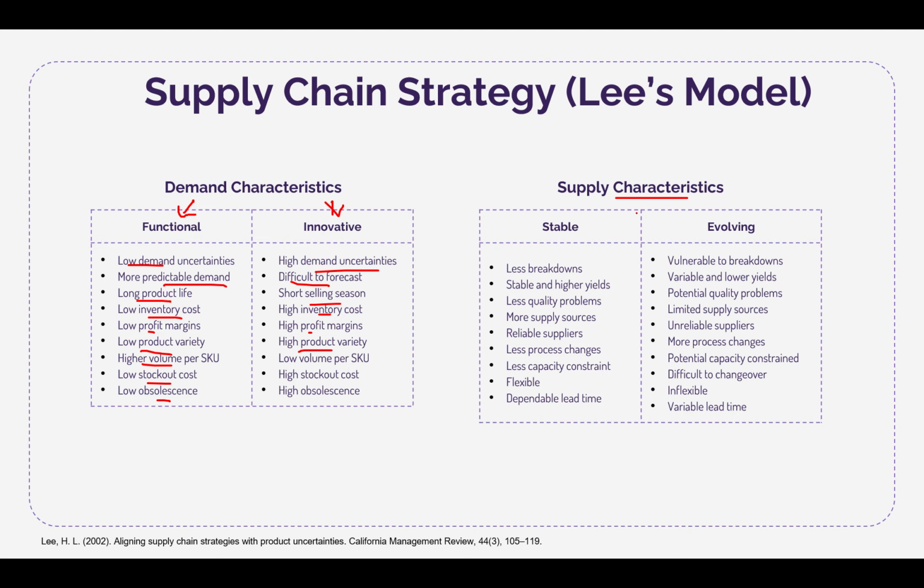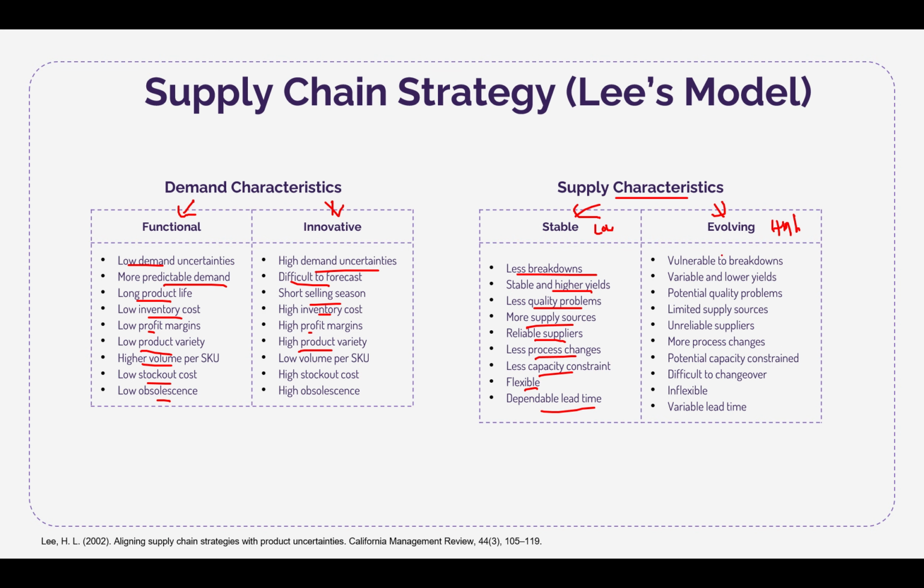Meanwhile, supply characteristic has two types. The first is stable supply and evolving supply, which means this one is low supply risk, this one is higher supply risk. Stable means less breakdown, stable and higher yield, less quality problem, more supply sources, reliable supplier, less process changes, less capacity constraint, flexible, dependable lead time.